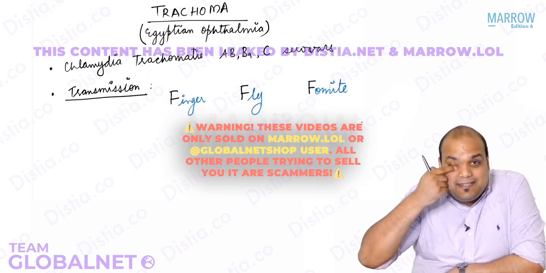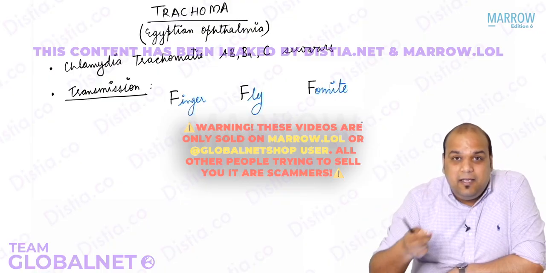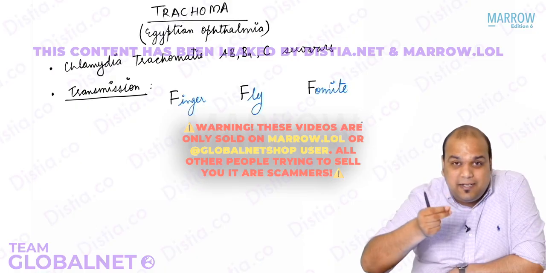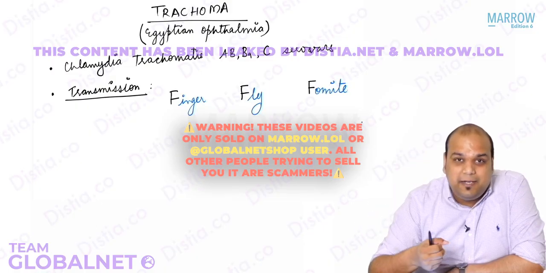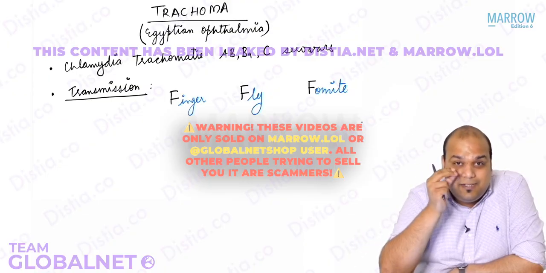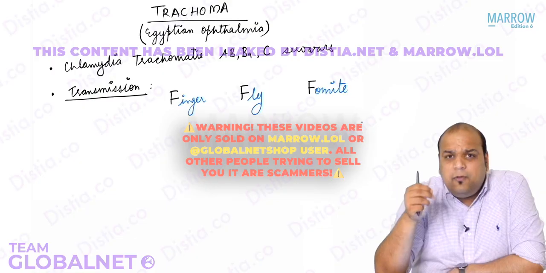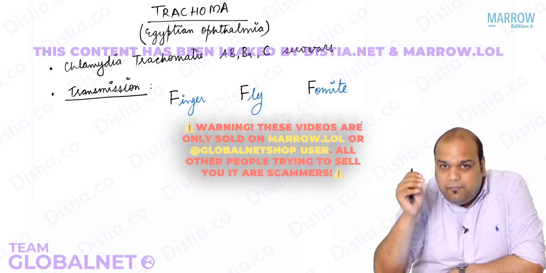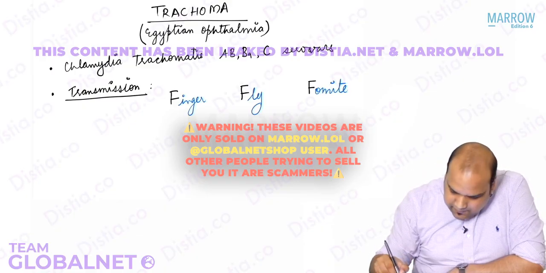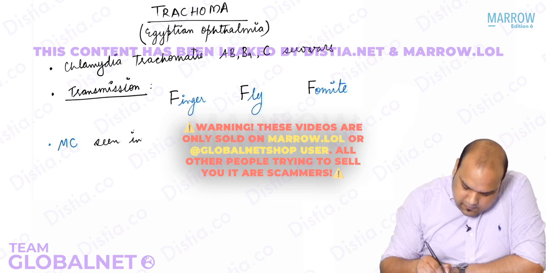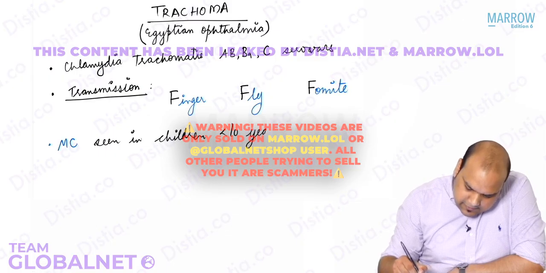So basically this is getting transmitted. It is contiguous. You have the discharge. Yes, you are rubbing your eyes. Your hands are dirty, your fingers are dirty, then those fingers are being touched by somebody else. So there is contiguous transmission. Similarly, the fly will come and sit on your face on the mucopurulent discharge and then will transfer. And fomite means objects such as handkerchiefs. Am I clear, everybody? So finger, fly, fomite. No confusion should be there, everybody. This is most commonly seen in children less than 10 years of age.